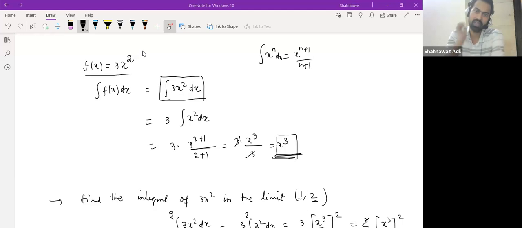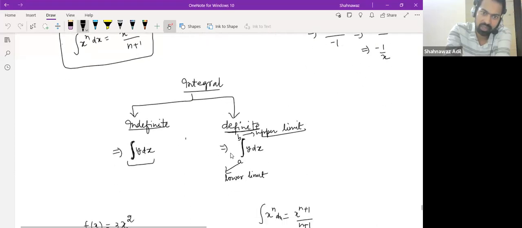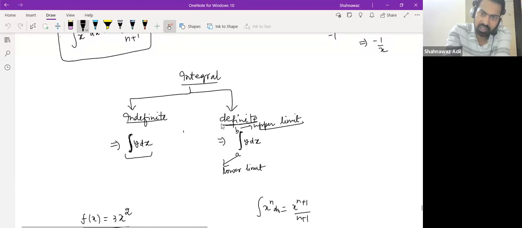So what I was telling is that we studied two kinds of integration in the previous class. One was the definite integral and the other was the indefinite. So let me repeat this for you and you just take the screenshot. We had two kinds of integral, right? The indefinite integral and the definite one.